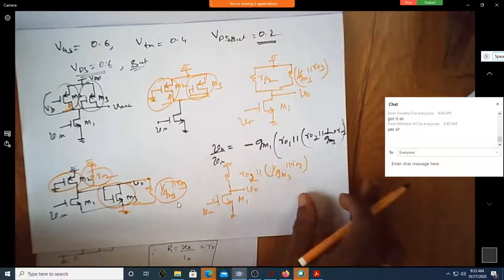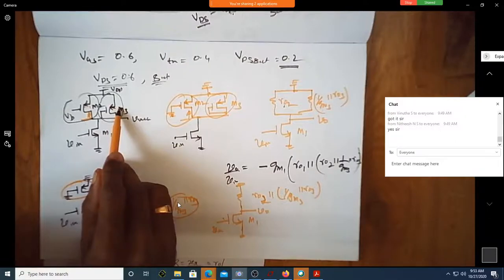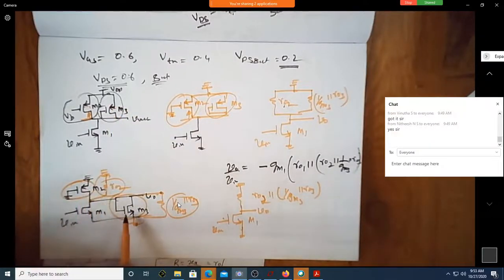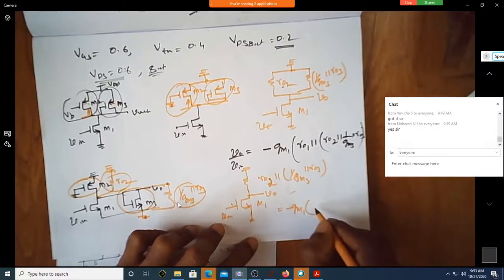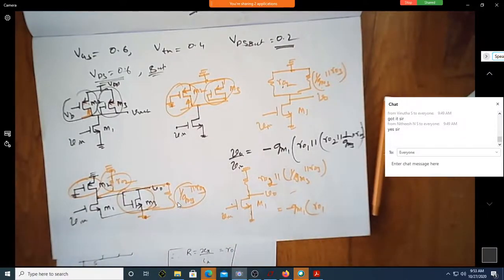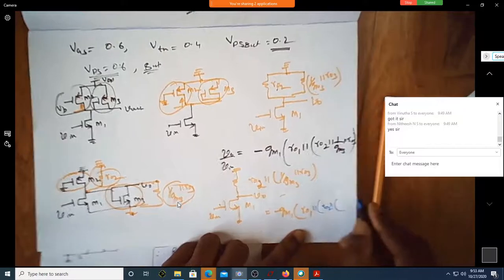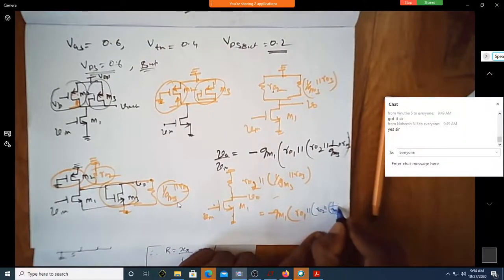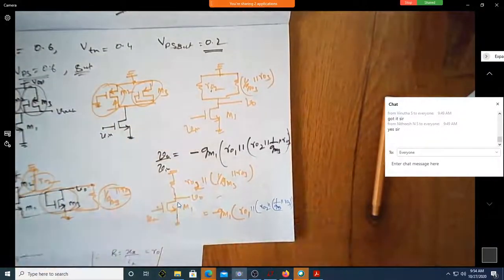In the earlier case, you might have seen that both the loads are PMOS transistors. But in this case, one is PMOS, other is NMOS, but still the expression for gain is the same. So what is the gain expression now? Minus GM1 into R01 parallel with R02 parallel with 1 over GM3 parallel with R03. Correct? Yes, sir. So far so good? Yes, sir.